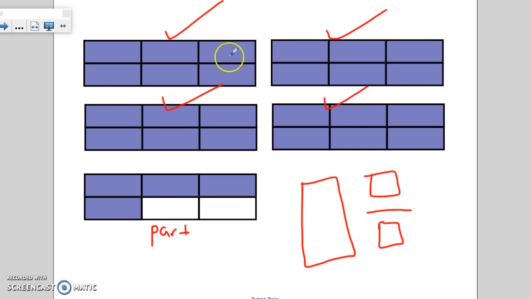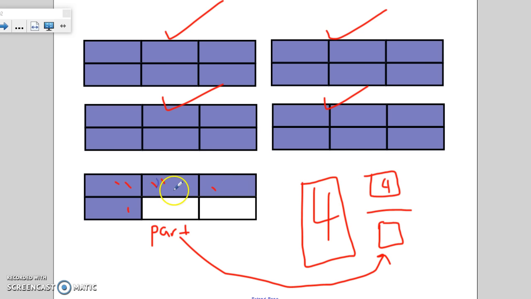So you can see I was able to eat 1, 2, 3, 4 whole graham crackers. And then to represent the part of the graham cracker that I managed to eat, I'm going to be using a fraction. So that would be 1, 2, 3, 4 pieces that I ate out of a total of 1, 2, 3, 4, 5, 6 pieces in that graham cracker. So I would read this mixed number as 4 and 4/6. Don't forget that and. 4 and 4/6.